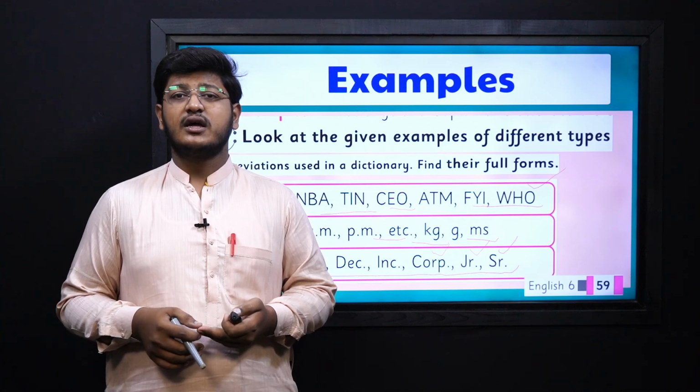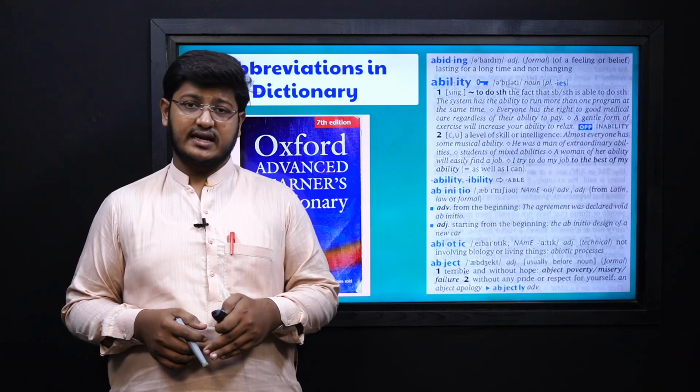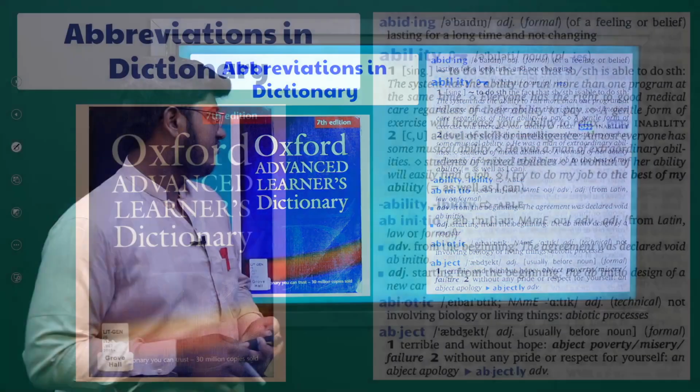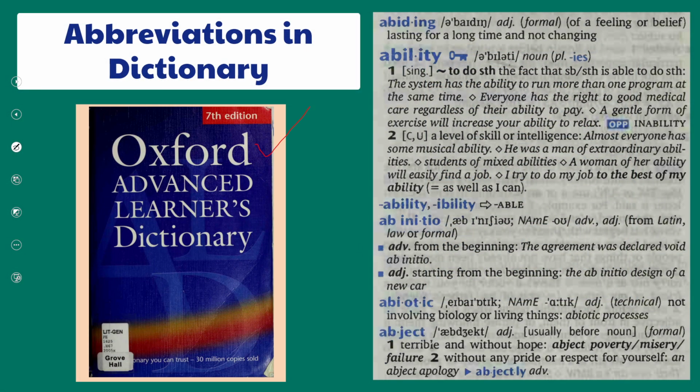These abbreviations are also used in dictionaries. They are also mentioned in the dictionaries. How are they mentioned in dictionaries? Let's look at them through the example of a dictionary. We have a page from the Oxford Advanced Learner's Dictionary, and there we can see that a number of abbreviations are used, like the abbreviation ADV dot for the adverb, and ADJ dot for the adjective.